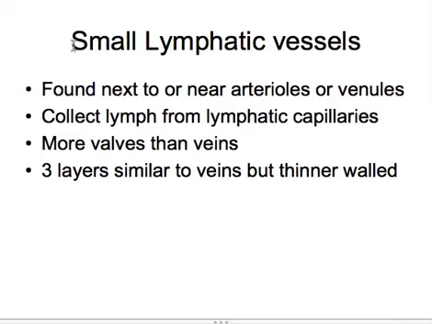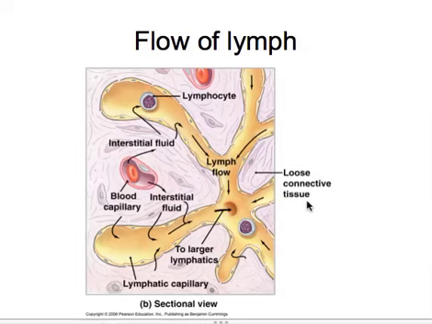Then the next bigger thing would be small lymphatic vessels, and again, they're also right in that general area of the arterioles and venules. They collect the lymph from the lymphatic capillaries. They have more valves than veins, and they have 3 layers, similar to veins, but thinner walled. Again, a blow up of the lymphatic capillary, showing how the tissue fluid will kind of sneak in between the little endothelial cells, and then it begins to flow into these other larger lymphatics. That's just a little opening going to a larger lymphatic vessel.